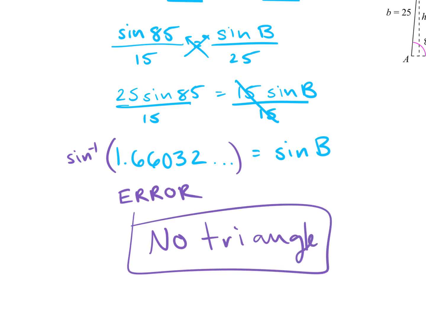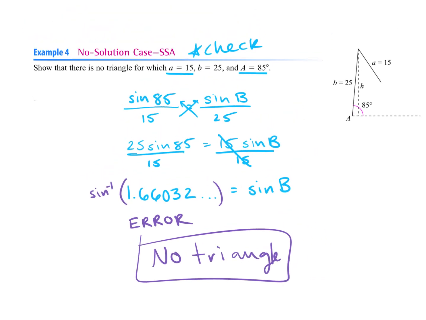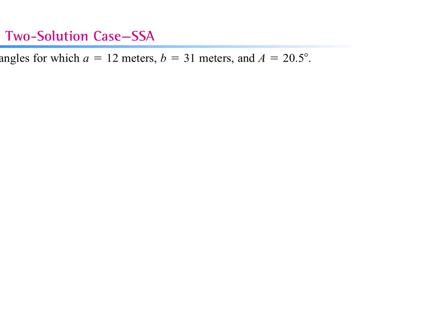If you end up with no triangle, you don't have to test for two triangles. That's it. We have no triangle. We're done. So here we need to check to see if we have two triangles because it gives us two sides and an angle.